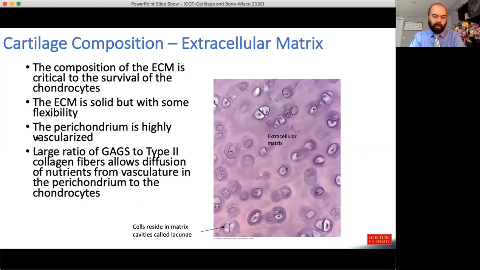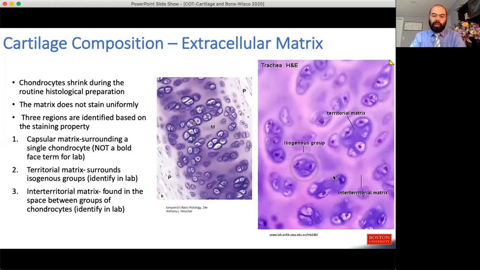Note here, here's a bullet point on the perichondrium. The perichondrium is highly vascularized. It's the extracellular matrix that's not highly vascularized. This shows it really well if we take a look at the matrix, the really deep purple territorial matrix here, and the more pale staining interterritorial matrix. Here again is an isogenous group. This one actually had triplets. But basically the isogenous groups look like twins, like what we see here.